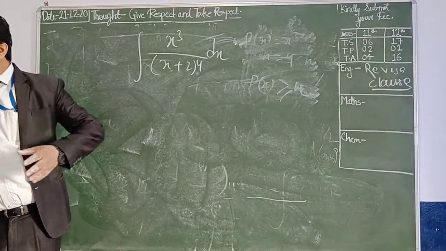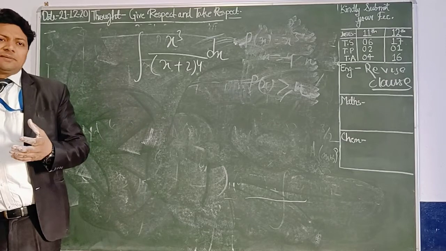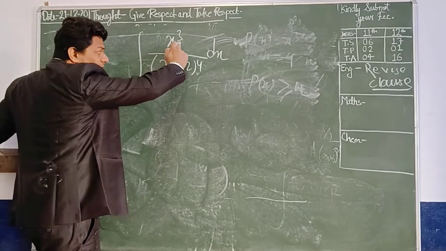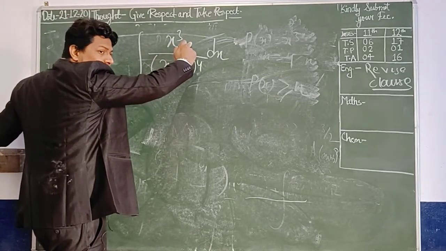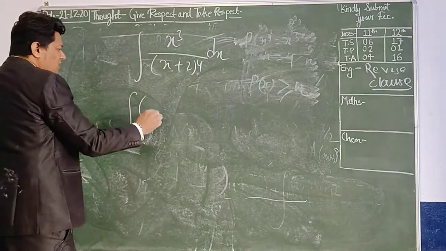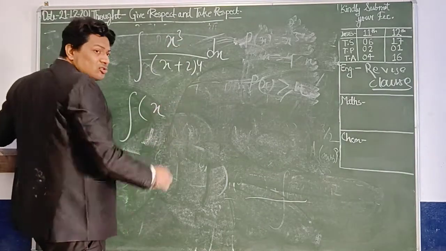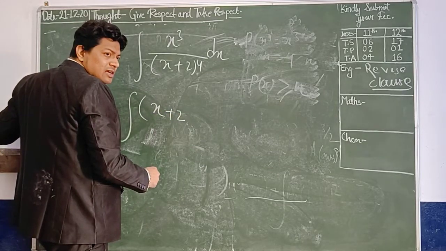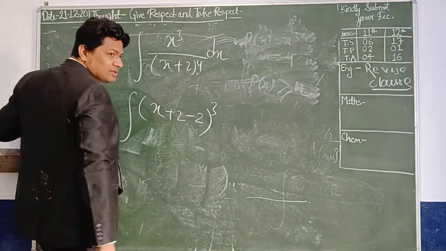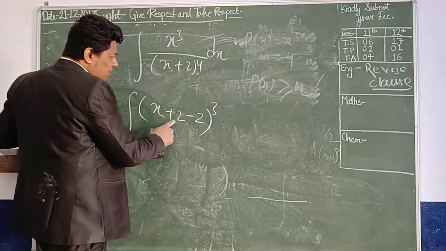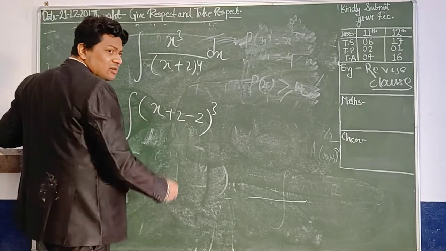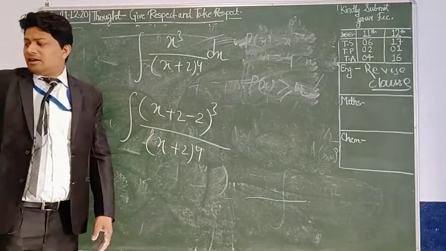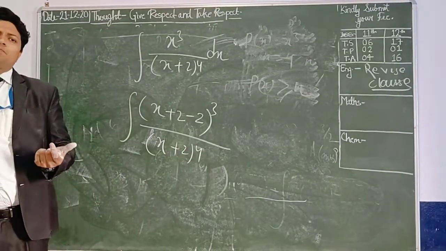So simply what you will do is this: if you are arranging something, if I add 2 and subtract 2, there is no impact on the function, right? In x cube, if I change x to x plus 2 and minus 2, is it clear? Getting my point? X plus 2 minus 2, this will cancel with this one. This one is divided by x plus 2 power. Is it clear?